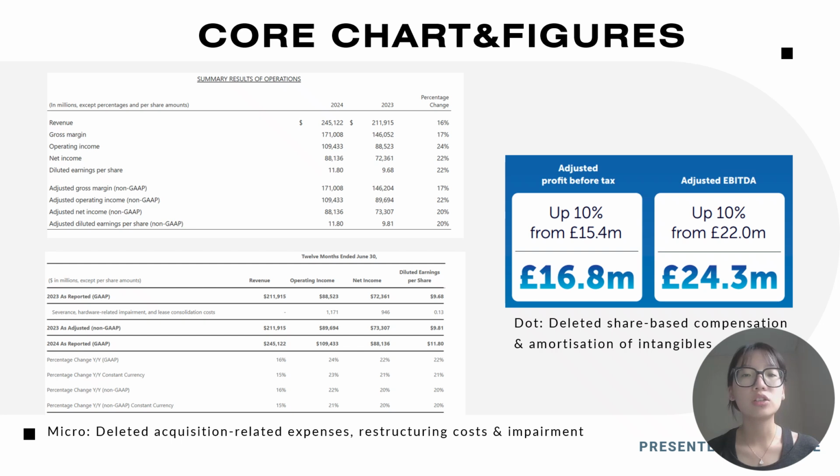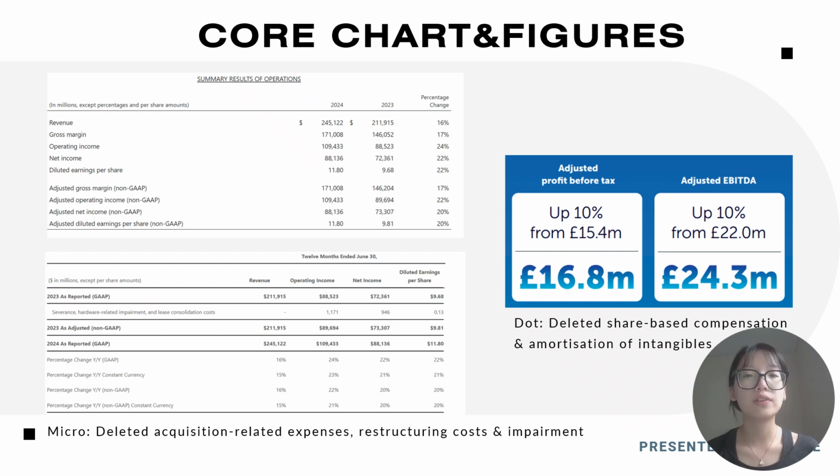The right chart shows the data of Dot Digital. This chart excluded the impact of share-based compensation and amortization of intangibles. The adjusted profit before tax is £16.8 million, and the adjusted EBITDA is £24.3 million, both increasing by approximately 10% compared to the last year.